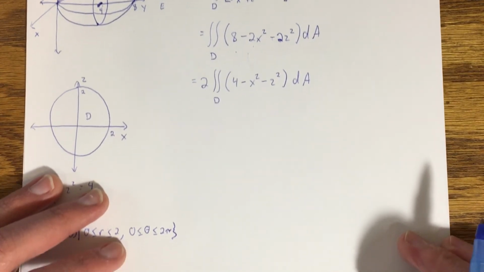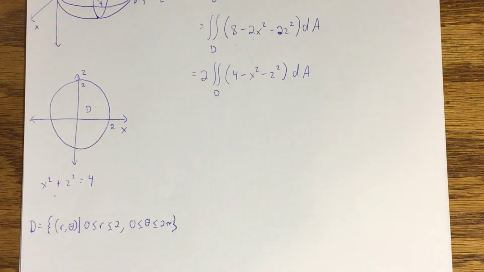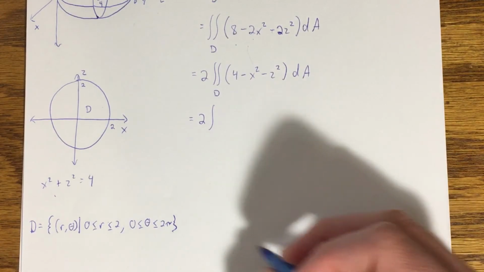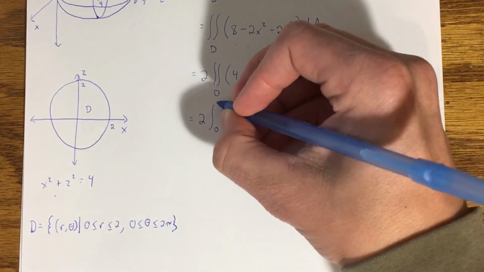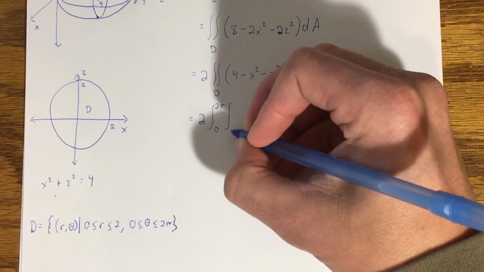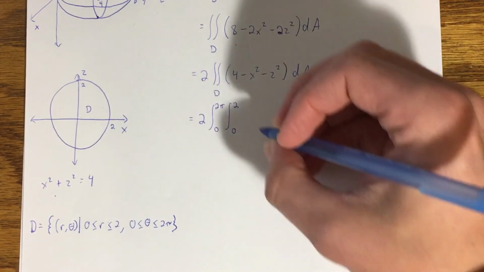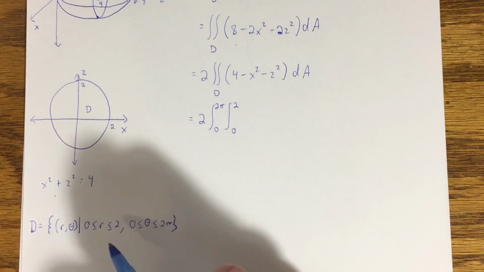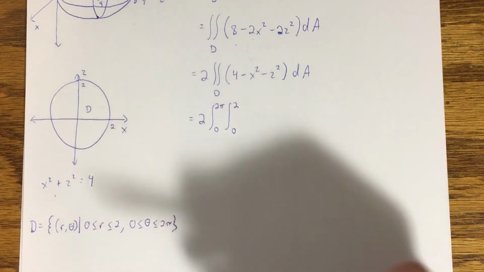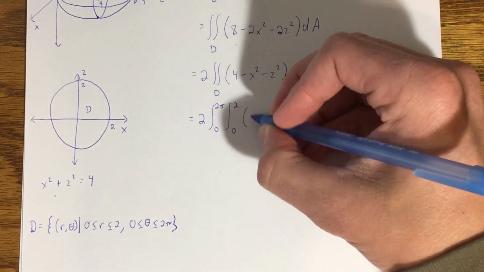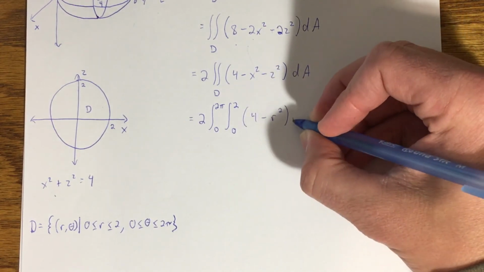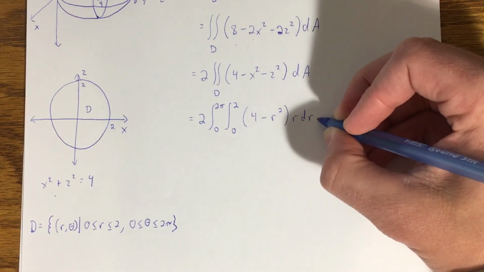Okay? Now we said before that the region D is better thought of in polar coordinates. So let's set this up as an integral in polar coordinates. This is equal to 2 times, using the limits of integration we found down here, we know theta goes from 0 to 2 pi. r goes from 0 to 2. And then minus x squared minus z squared, because we're working in the xz plane here, r squared is equal to x squared plus z squared. So this will change to 4 minus r squared. dA becomes r dr d theta.